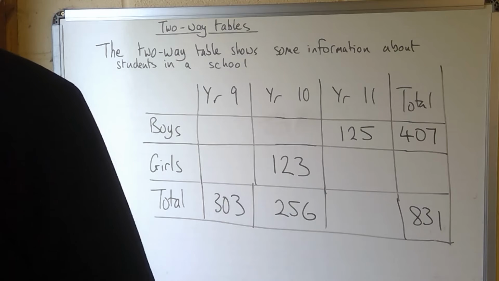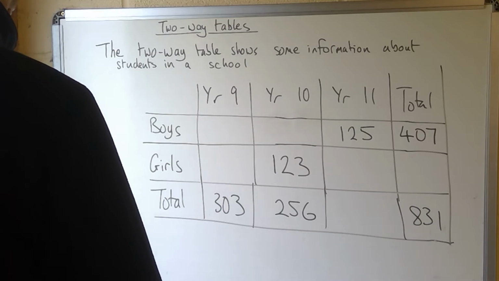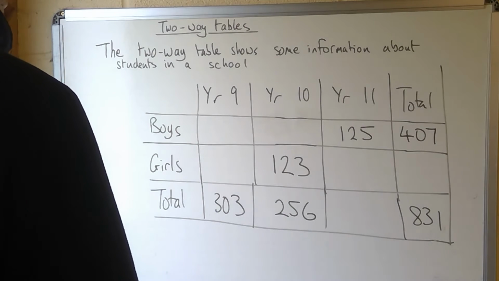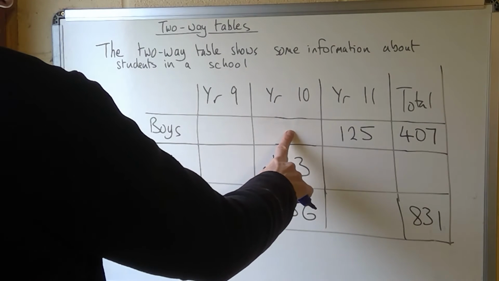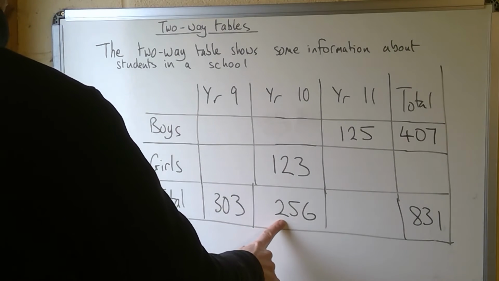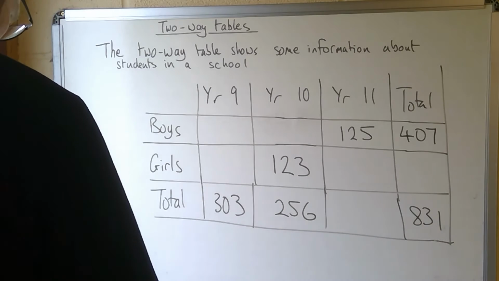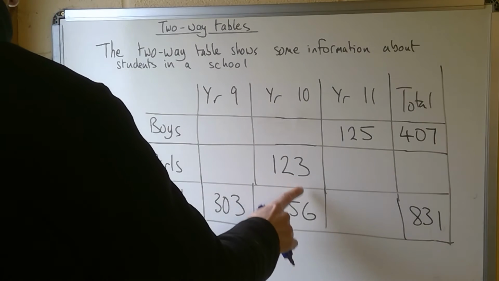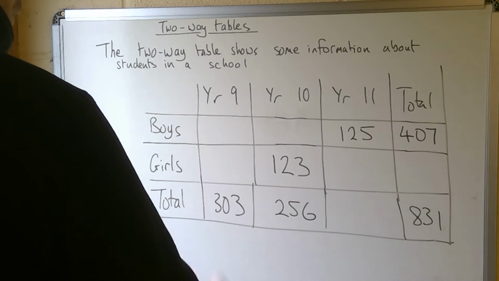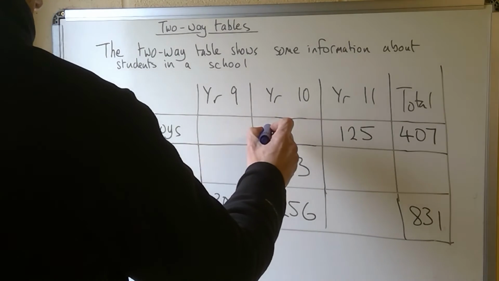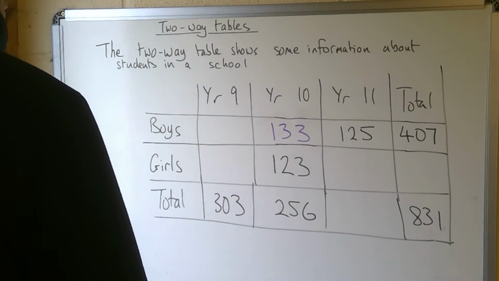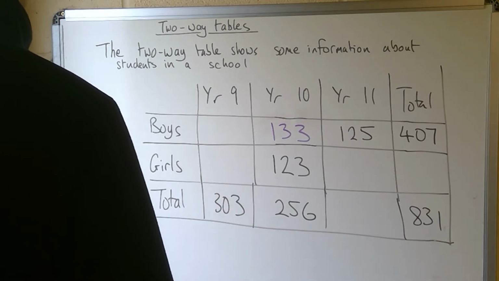Doesn't matter which order you work them out in once you've realized, and then as you work one out, that will help you to work another one out. So I'm going to go for this one first. There are 256 students in year 10. 123 of those are girls. So if we subtract this number away from this, and you may have to do a written calculation, or you may be able to do it in your head, this would mean that 133 students in year 10 are boys.